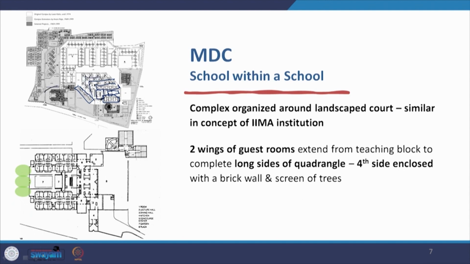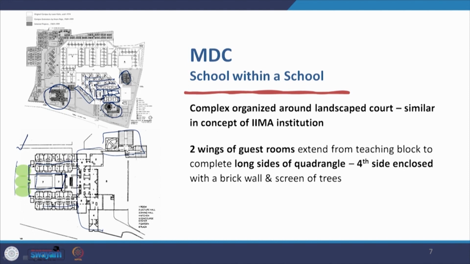So, this is where the MDC is, the Management Development Center. This is where the Ravi Mathai Center is supposed to be, and this is the dining hall that was designed by Anant Raje. So, here when we look at the MDC, what you find is 2 wings of guest rooms which are extending from the teaching block, and these are the long sides of this court like the Louis Kahn Plaza, but the quadrangle gets completed with these walls that are enclosing the court, and then there are these trees.